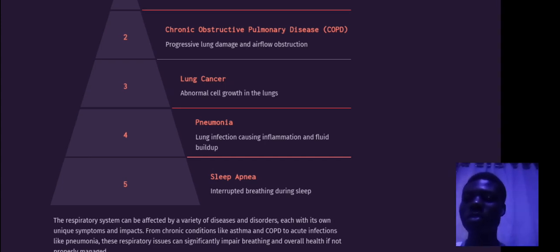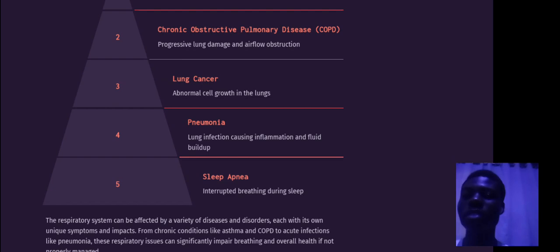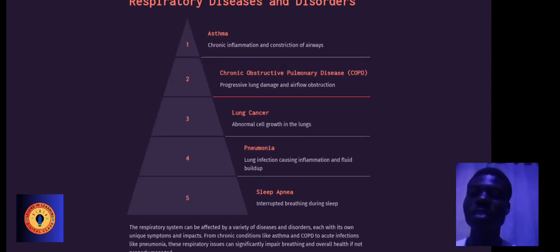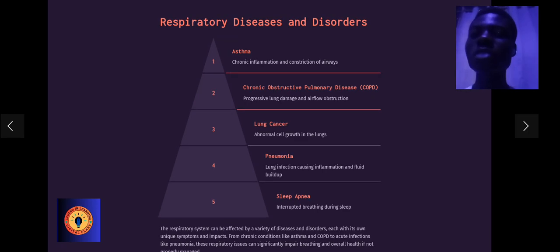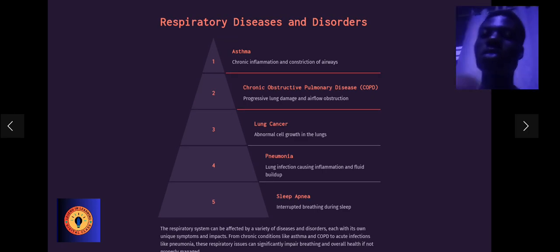And the respiratory system can be affected by a variety of diseases and disorders, as I said, each with its own unique symptoms and impacts, from chronic conditions like asthma and COPD to acute infections like pneumonia and lung cancers. These respiratory issues can significantly impair breathing and overall health if not treated. If not treated, it can lead to even death.